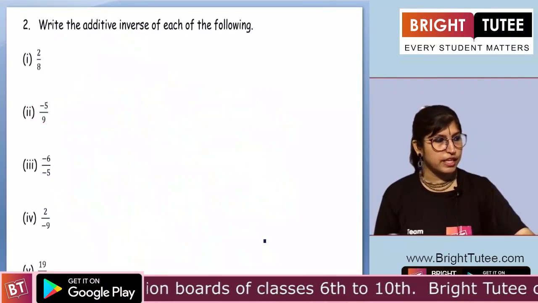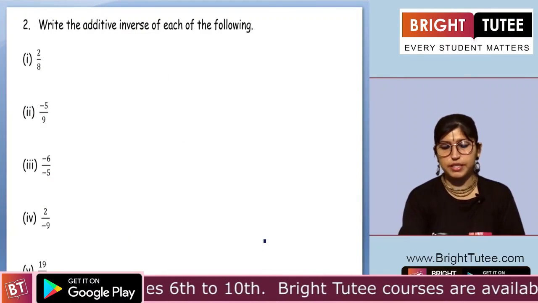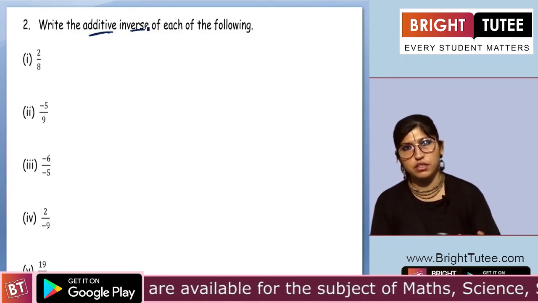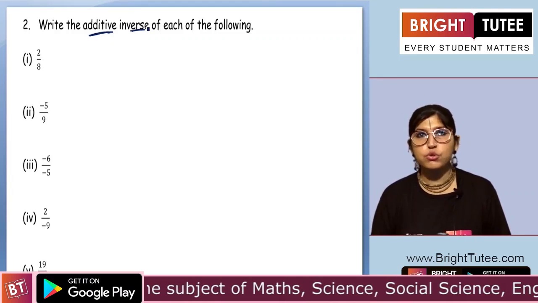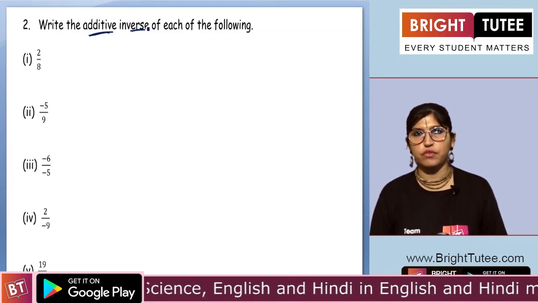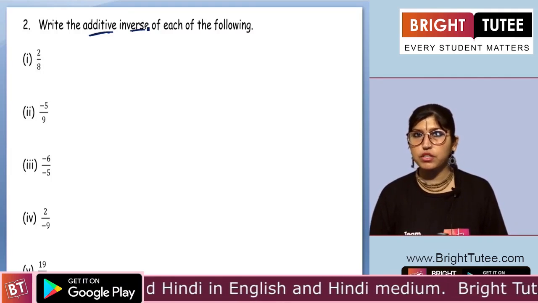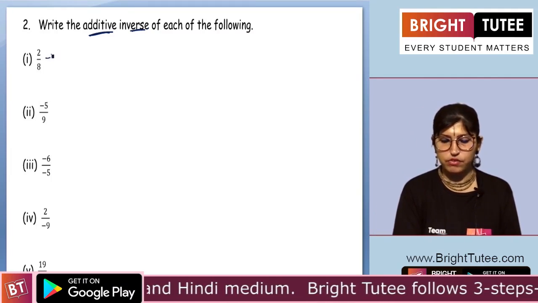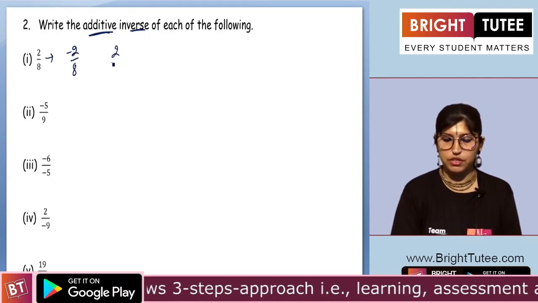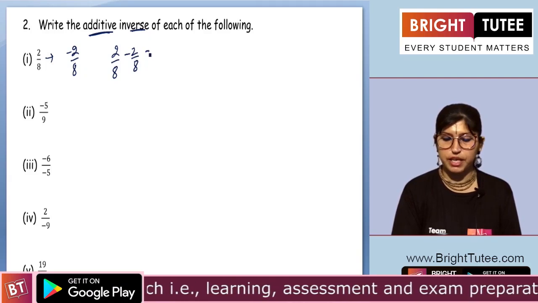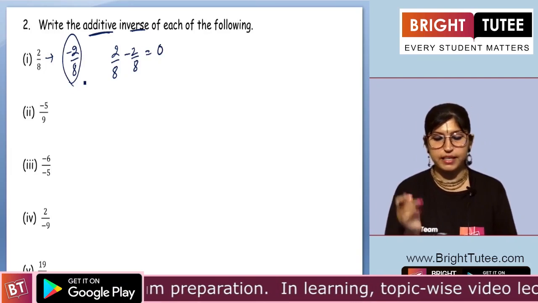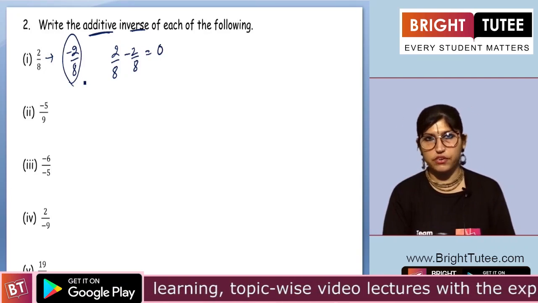Now let's move on to the second question. Question 2 says that we need to write the additive inverse of each of the following given below. The first one is 2 over 8, that means 2 upon 8. We need to write the additive inverse of this. Now to find the additive inverse, what do we actually do? The additive inverse of 2 by 8 will be minus 2 by 8. How come? Because after adding these two, we'll be getting the final answer as 0. So minus 2 by 8 is the additive inverse of the given rational number.